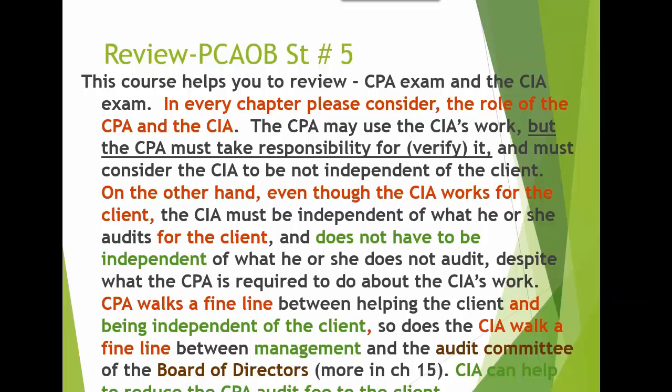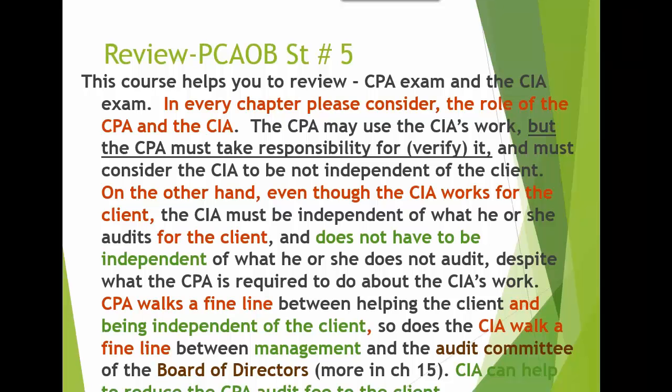Now, independence from the perspective of an internal auditor is a little bit different. We are working for the organization. However, our independence is based upon who we actually report to. And generally speaking, in a good internal audit department, the auditor is reporting directly to the board of directors, to the audit committee, and it's the audit committee that actually approves the audit plan for the internal auditor. Even though the CIA works for the client, the CIA must be independent of what he or she audits for the client and does not have to be independent for what she or he does not audit.